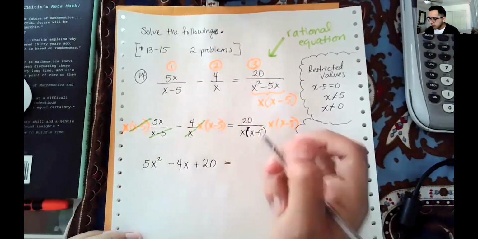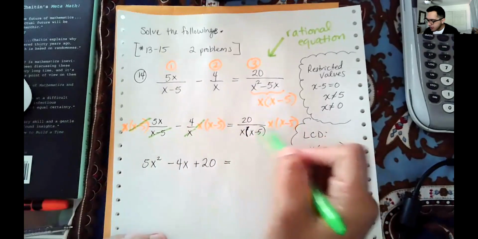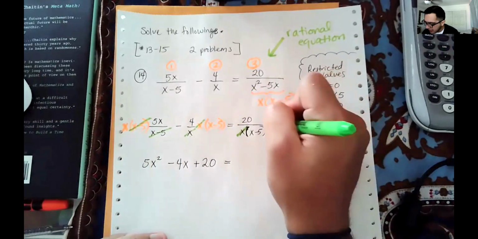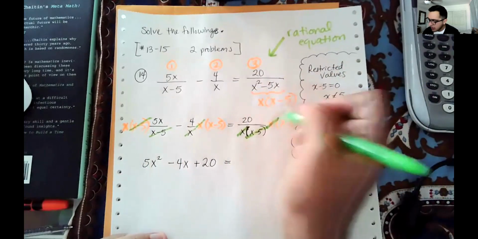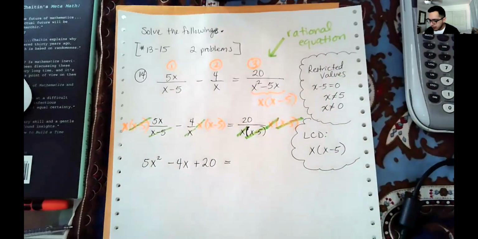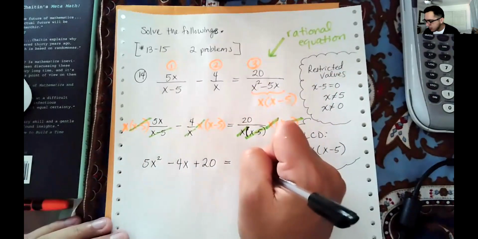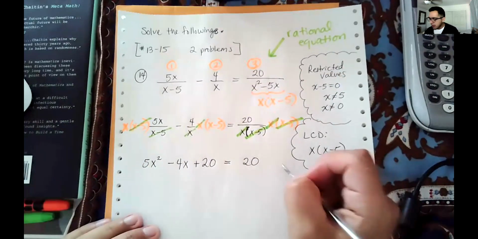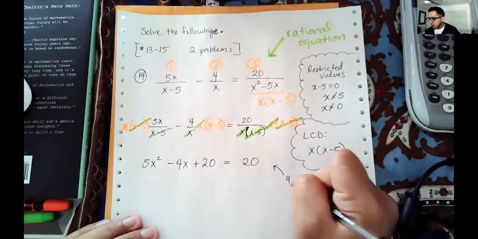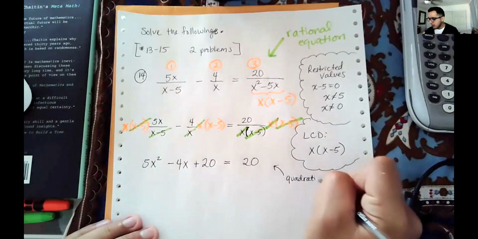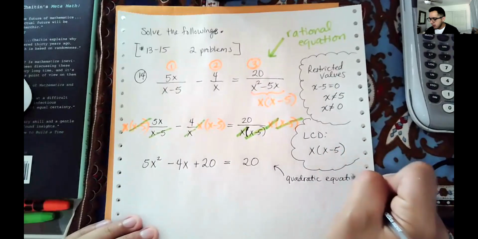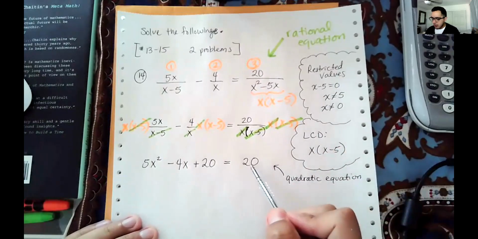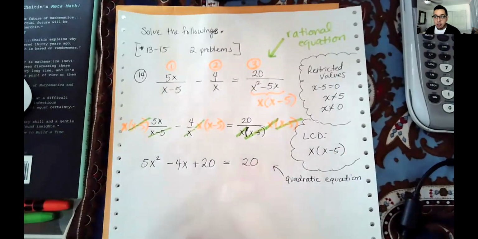And then that will be equal to, well, this is actually really nice since the x here cancels out this x and the x minus 5 cancels out this x minus 5. All we have left over is our 20. So now this is starting to look like a quadratic equation. So that means I can go ahead and subtract the 20 over to the other side. Let's get this in standard form.